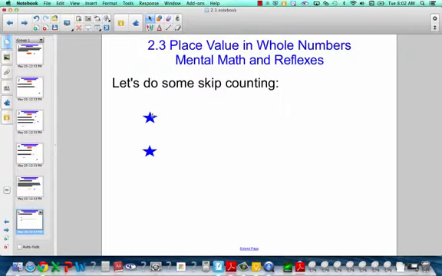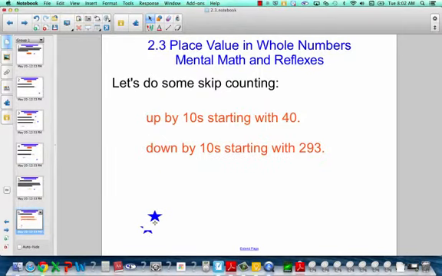On your whiteboard, I want you to skip count by 10, starting with 40 up to 100. And then I want you to go down by 10, starting at 293, and I want you to go down to 203. Pause your video while you do this.